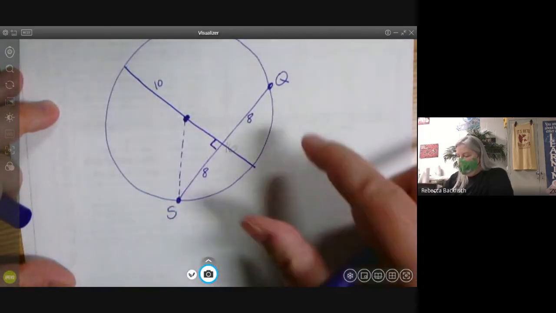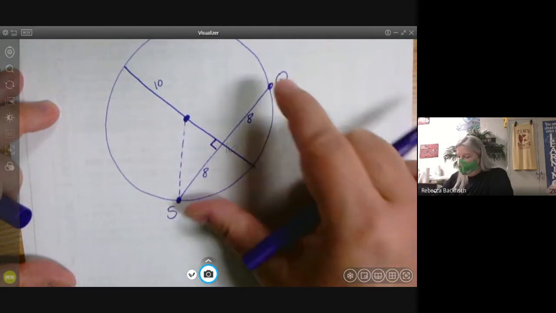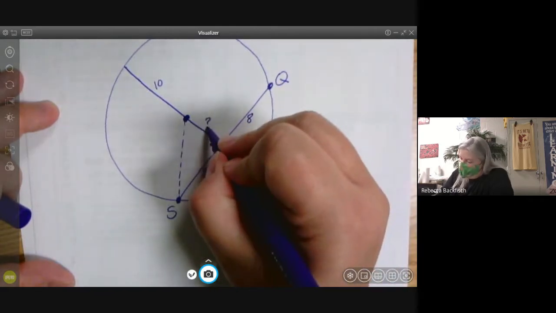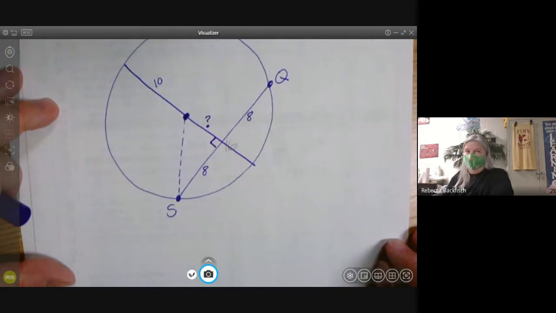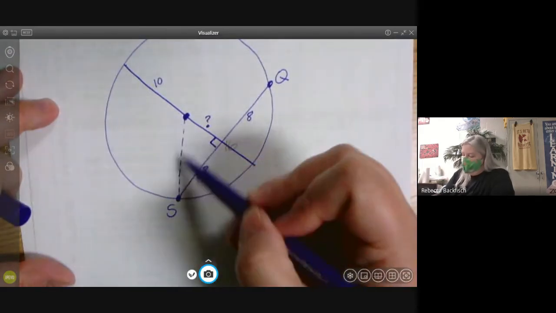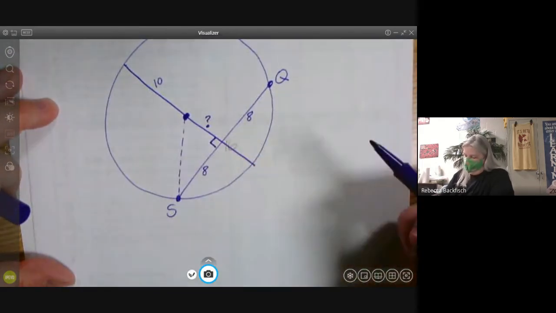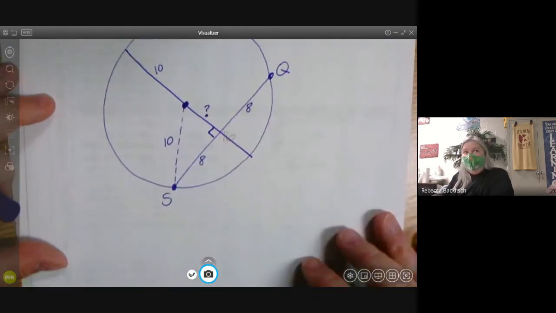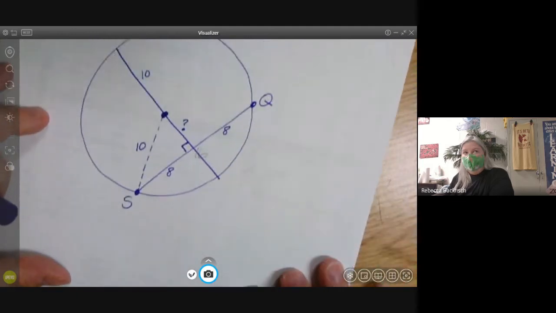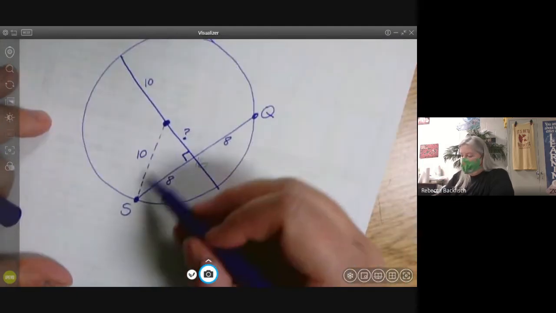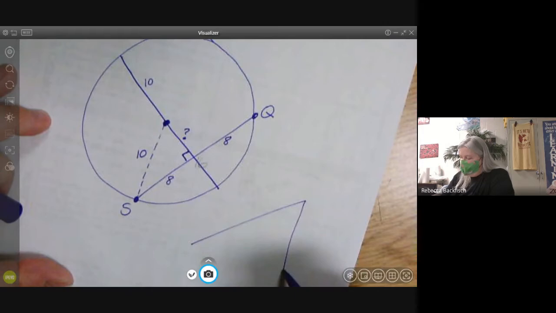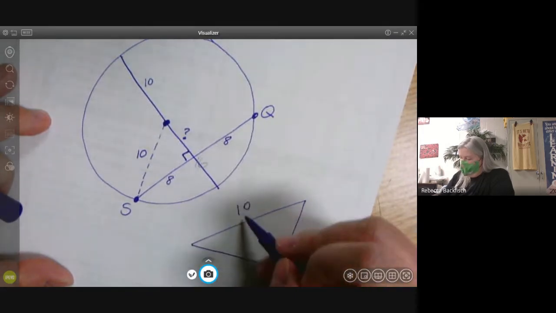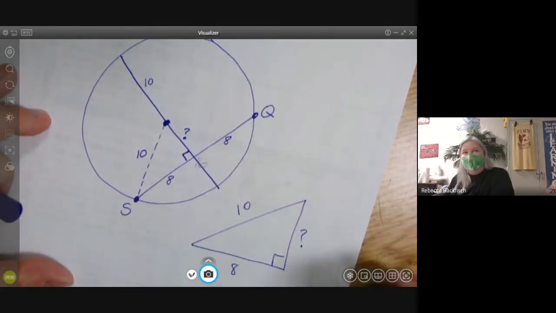They're asking me how far this is from the center. So they're asking me this right here. What's the length of this dotted segment? 10. Yeah, every radius is the same. Good. Okay, I'm glad you guys caught that. It's easy to forget. So I have a right triangle that has a hypotenuse of 10 and a leg of 8, and I'm trying to find this side.